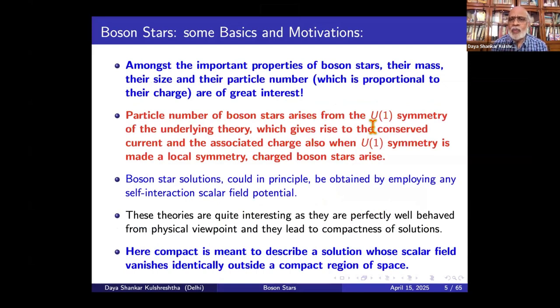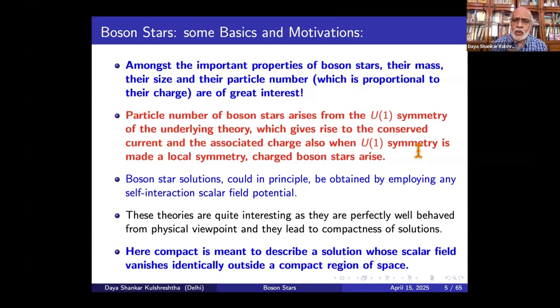Amongst the important properties of boson stars, their mass, their size, and their particle number, which is proportional to their charge, are of great interest. Particle number of boson stars arises from the U(1) symmetry of the underlying theory, which gives rise to the conserved current and the associated charge. Also, when U(1) symmetry is made a local symmetry, charged boson stars arise. So I will be presenting three models. Two of them will have local gauge symmetry, and the last one would have a U(1) phase symmetry. So they will not be charged, but the first two would be the charged boson stars.